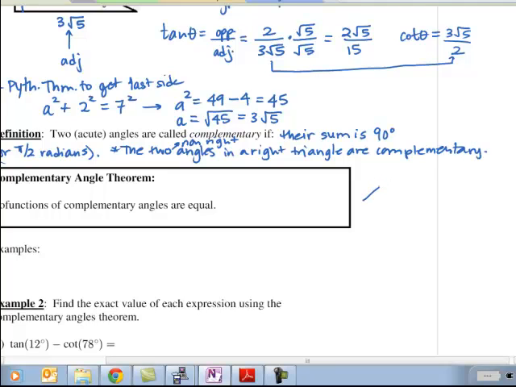Because if you have a right triangle, we have this angle A and this angle B, and this is 90 degrees. We've got A plus B plus 90 would have to be 180. So we can see those two angles added together have to be 90 degrees. All right.